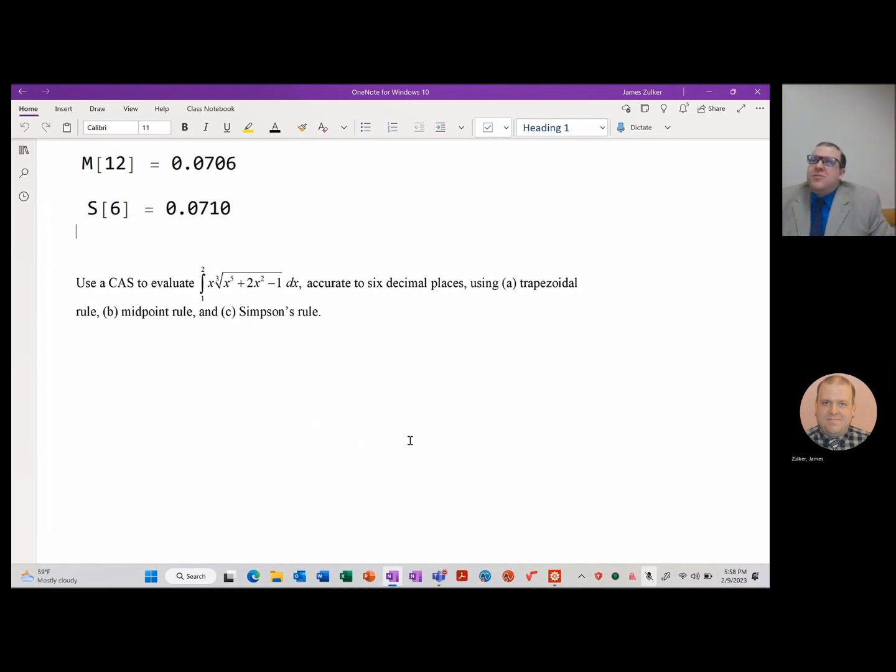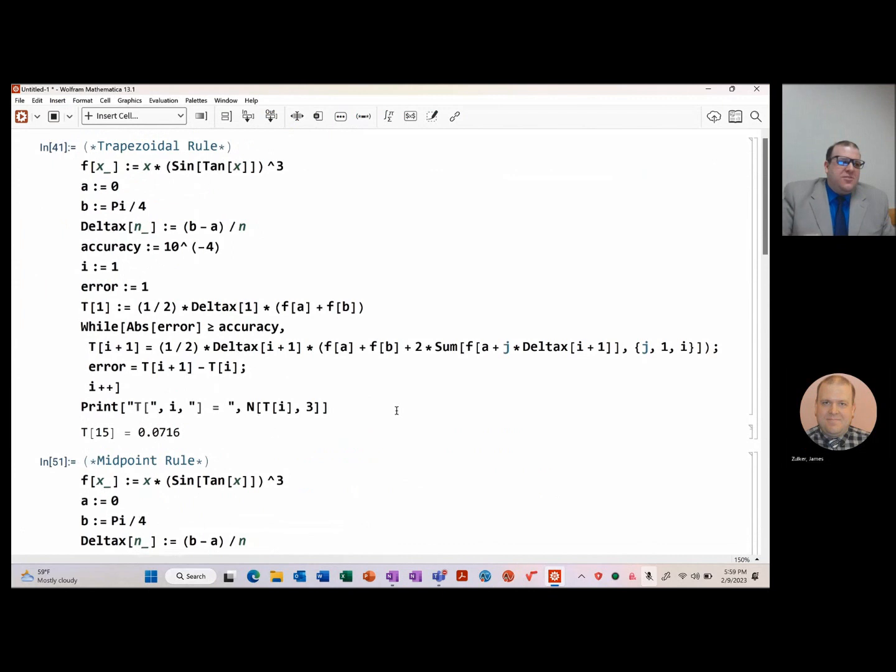And now, for the reason I took that time to write out those preliminary steps, I don't have to recode anything. All I have to do is come back and make the appropriate changes to the functions, the a, the b, and the accuracy. Everything else will stay exactly the same.